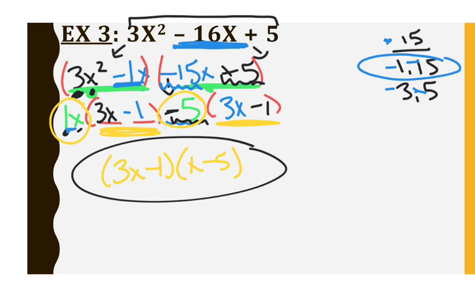Now I know there's still an example 4, 5, and 6 on your note sheet. So I'm going to stop the video here and I want you to try example 4 on your own, and then we'll go over example 4, 5, and 6 together in class.